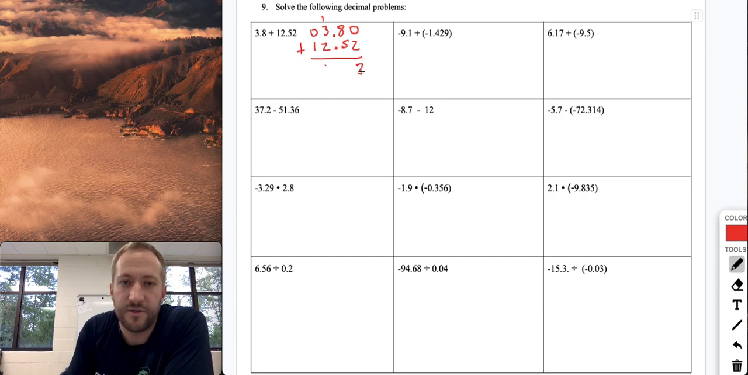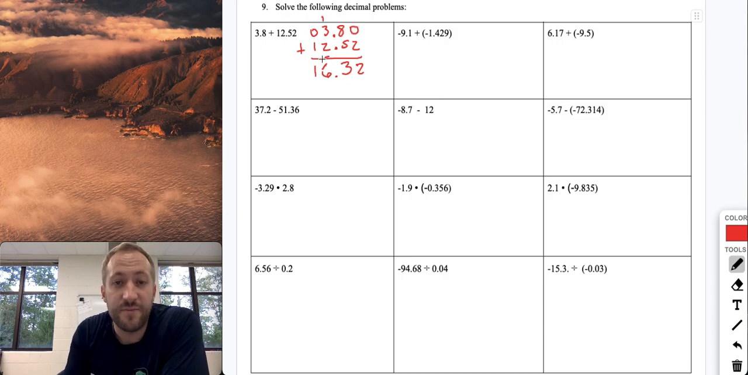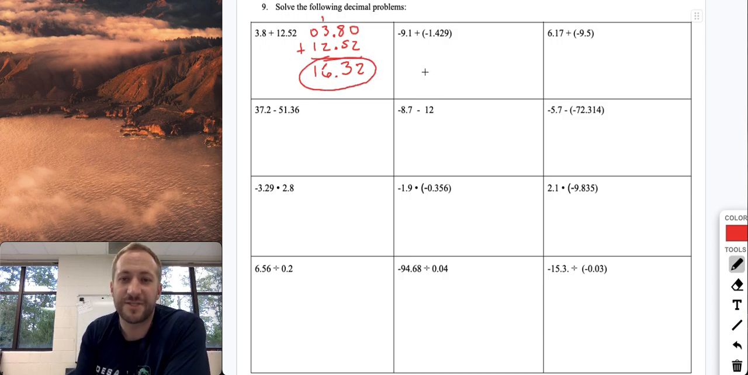There we go. I had 2. I had 13. Carry the 1. 5 and 6. Oh, there's my decimal. I had it down. And then 0 plus 1 is 1. I get 16.32. Great. Let's look at the next one.